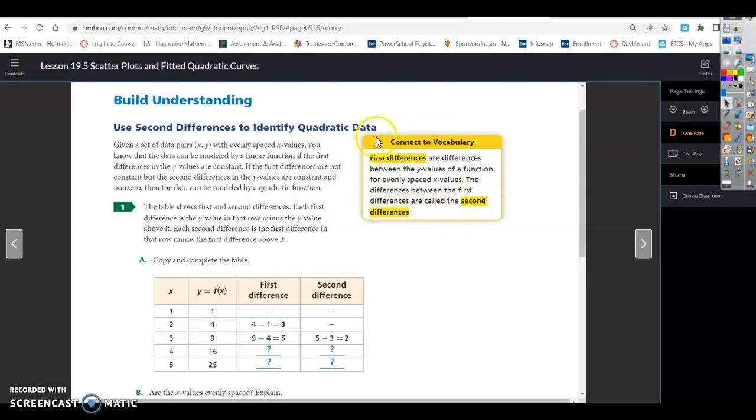Over here are some vocabulary terms that you need to know. First differences are differences between the y values. So you see here, we find the first difference by doing 4 minus 1, 9 minus 4, 16 minus 9, etc. This first difference comes from this column here by just subtracting. The differences between the first differences are called the second differences. So for the second differences, you do 5 minus 3 and you get 2, and then whatever this is minus 5, you get this answer, and so on and so forth. This column is found by taking the difference of the first differences.